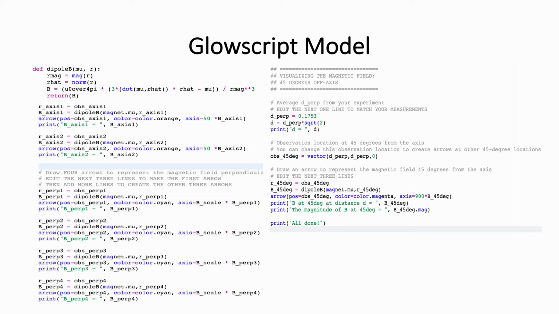Next, I have the code that was done on GlowScript. I created a function that calculated the magnetic field based on various locations on the axis and also perpendicular to the axis. I also have the 45 degrees off axis, which is based on the perpendicular distance, which was measured in the second part of the experiment.